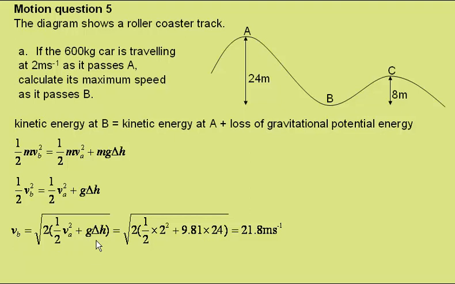If we then put the numbers in, we have a speed at A of 2 meters per second, gravity 9.81 meters per second squared, and the change in height of 24 meters, giving a speed at B of 21.8 meters per second.